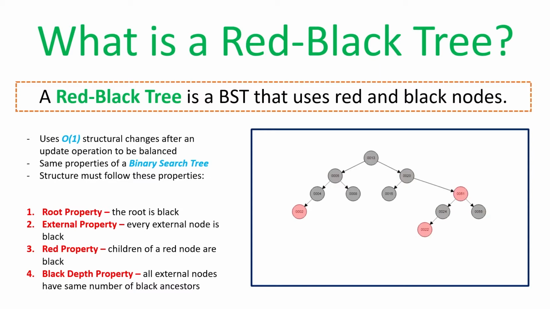The last property is the black depth property. This says all external nodes must have the same number of black ancestors. So if you take all the external nodes and their path up to the root, all of them must have the same number of black nodes up to the root. And if they don't, then we have a problem and we need to fix that as well. We'll see this a lot in deletion. All right, so let's look at another example of a red-black tree.